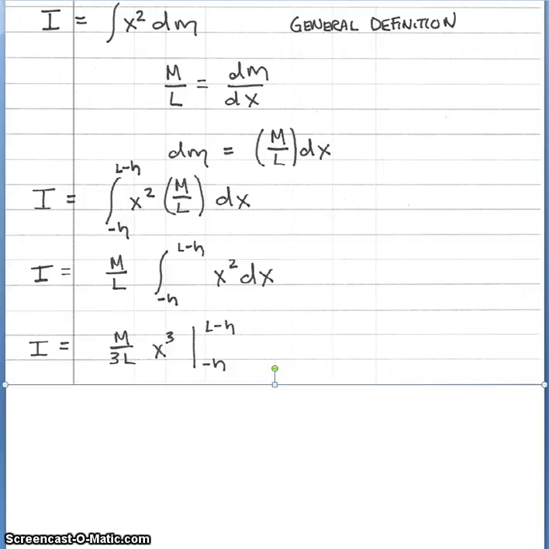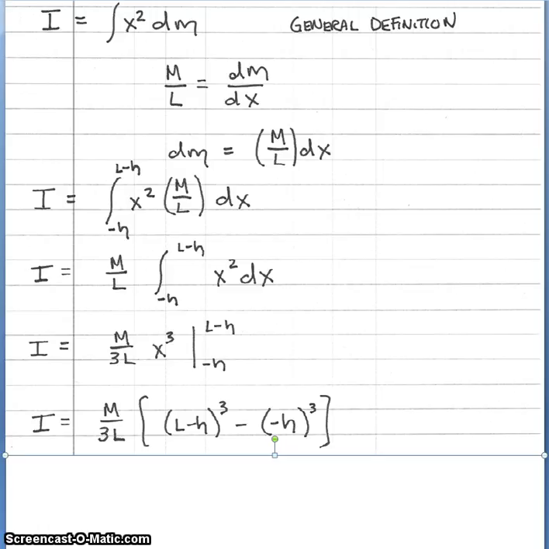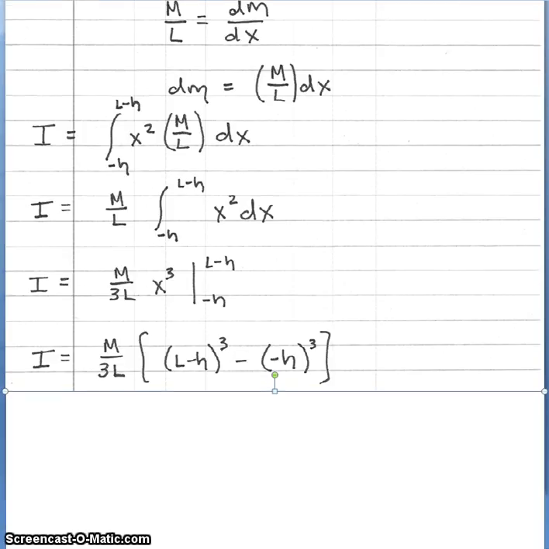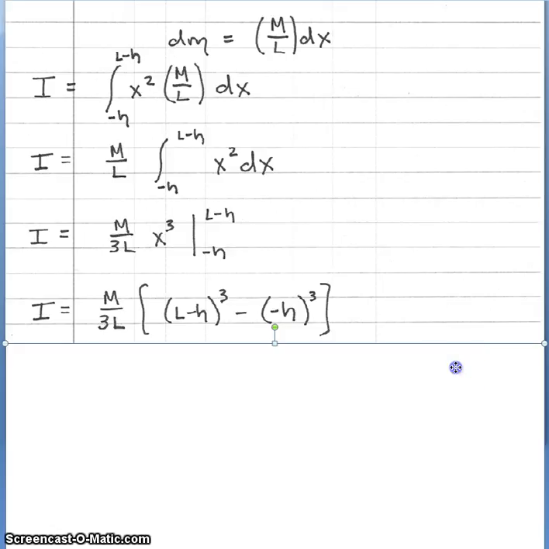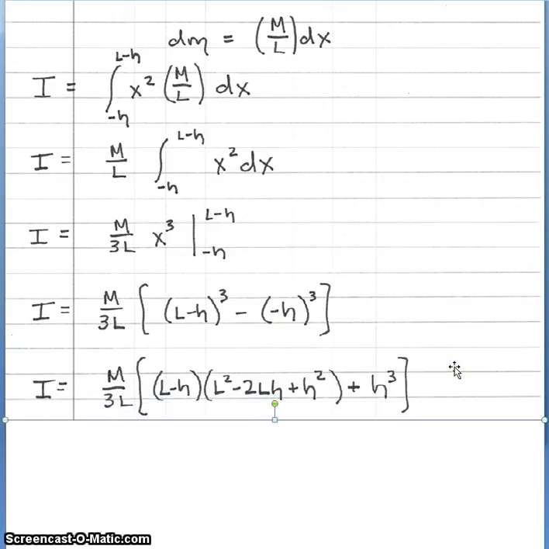Okay, so now we've evaluated the integral. We need to evaluate our endpoints. And so when you do that, you basically substitute in L minus h, you cube it, and you subtract negative h cubed. And let's see what that gives us. Ooh, that's going to give us a fairly messy polynomial, which still needs a little bit more simplifying.